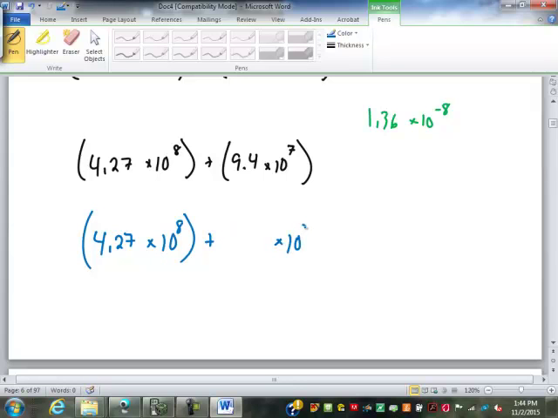This will be 10 to the 8th. The power got larger here. It went from 7 up to 8. So the number has to get smaller. Power got larger by 1, so the number gets smaller by 1 decimal place.